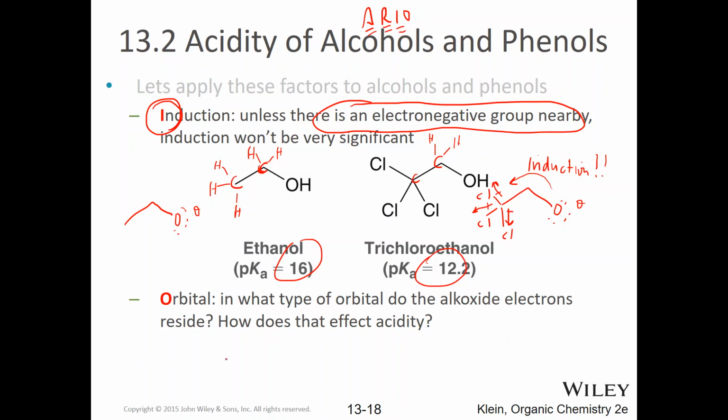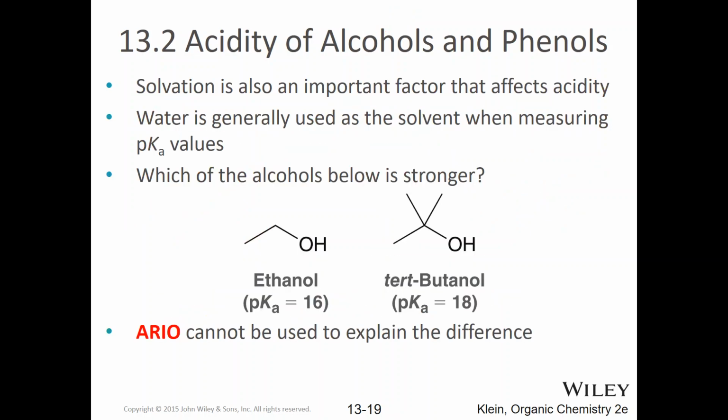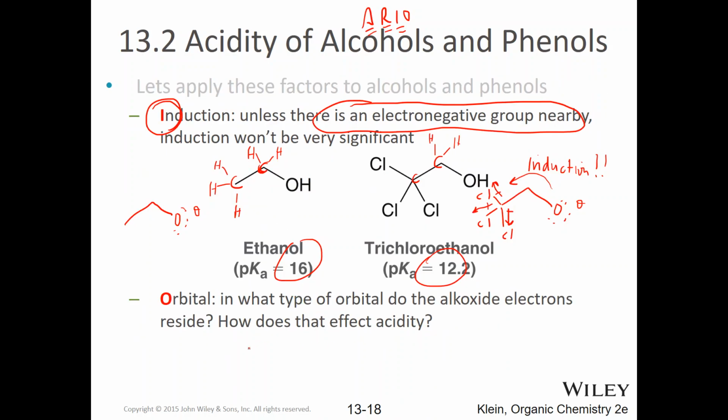Now we talk about orbitals. In what type of orbital do the alkoxide electrons reside, and how does that affect their stability? Do I have a slide for this? No, I don't. Okay, so I need to draw one here. What we have, let's talk about this.